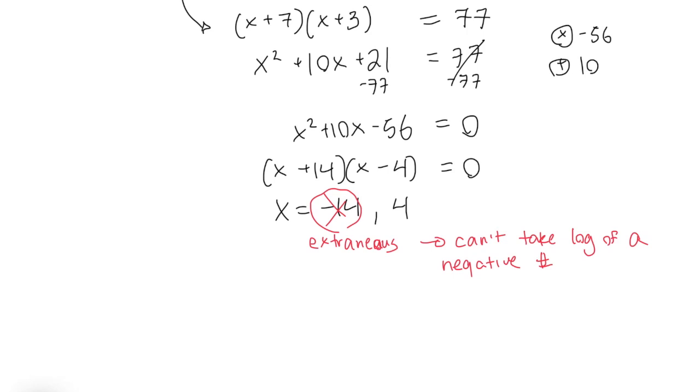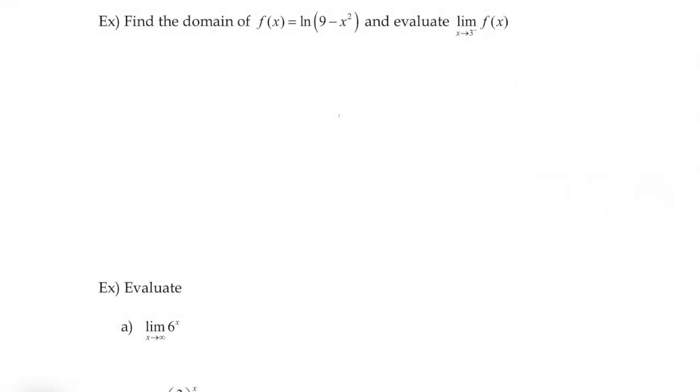All right, so that's how you would solve a logarithmic equation. Okay, so I think that's all the background that I want to do for now. Let's go back to our notes, and we're going to talk a little bit about the limits of these functions. So we're going to start to look at limits of these functions, and we'll start out with this one. Find the domain of f of x equals ln of 9 minus x squared and evaluate the limit as x approaches 3 from the left of f of x.